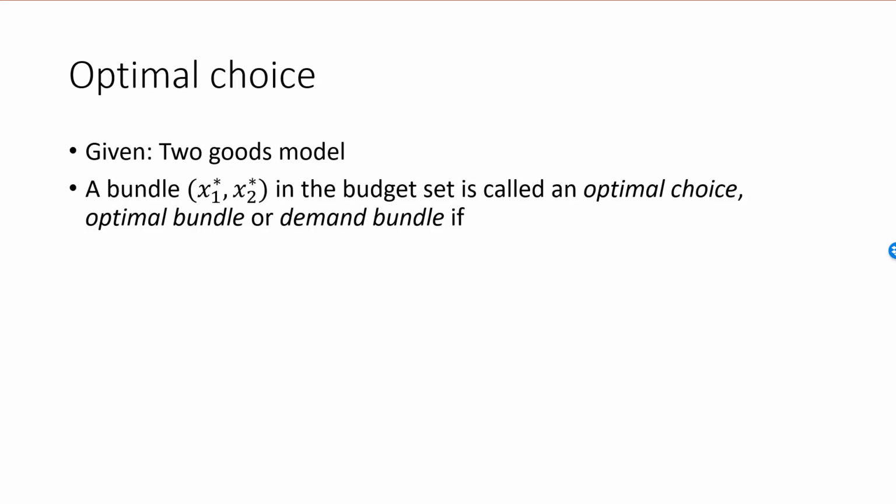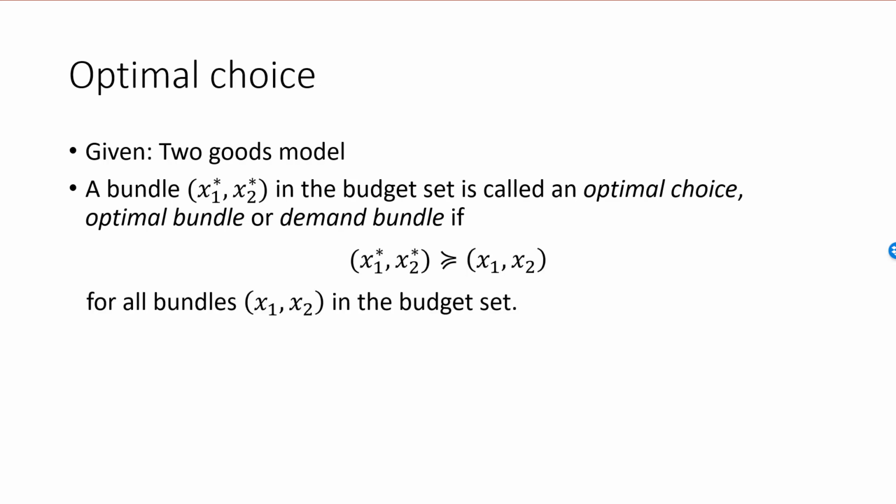So let's define what we mean by optimal choice. We have a two goods model with totally ordered weak preferences. No additional assumptions are imposed. Remember that the budget set was the collection of all bundles that the consumer could afford given prices and income. The cost of the bundle is less than or equal to her income. A bundle in the budget set which has the nice property that it is weakly preferred to any other bundle in the budget set will be called an optimal bundle, an optimal choice, or a demand bundle.